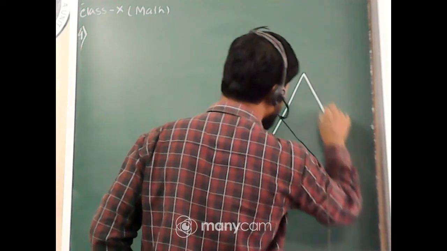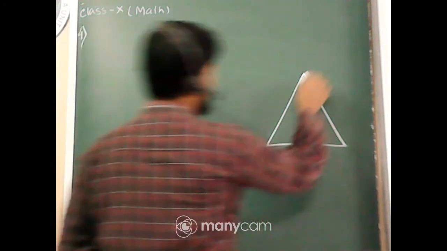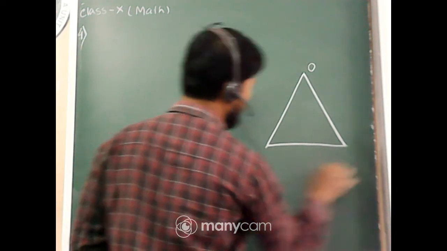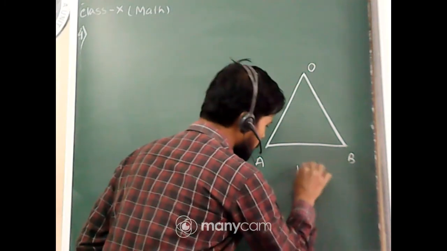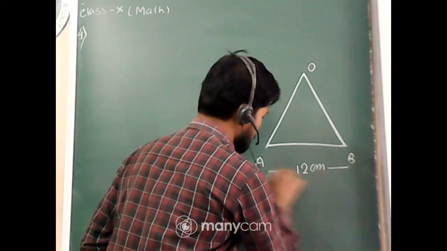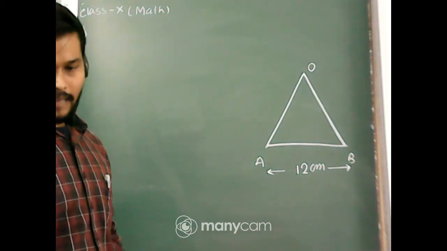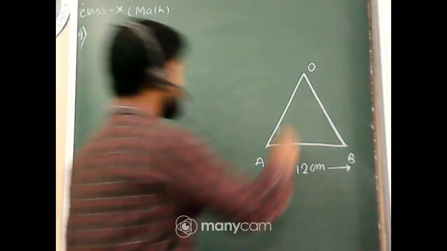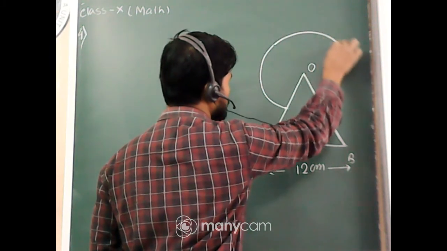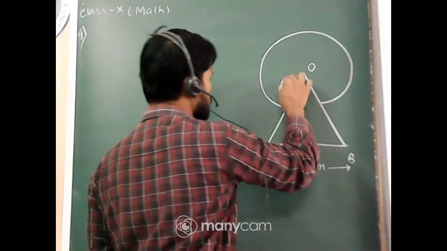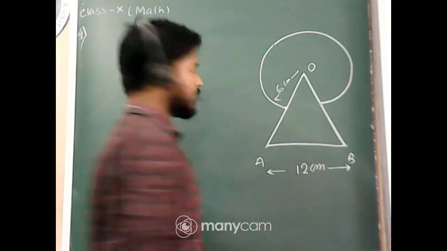Equilateral triangle means a triangle whose all sides are equal. So this is our equilateral triangle whose vertices are O, A and B, and one side of this triangle is given as 12 centimeter. Means all the sides are 12 centimeter as it is an equilateral triangle. And one circular arc of radius 6 centimeter is drawn with the vertex O. So there is a circular arc. So this distance is 6 centimeter. This distance is 6 centimeter.